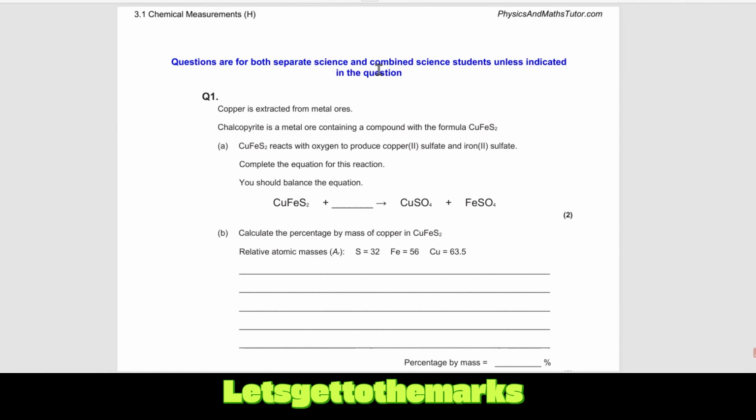All right, guys, welcome to Let's Get to the Marks. I'm going through chemical measurements. These questions are for both separate science and combined science students, unless indicated in the question. This is from the fantastic Physics and Maths Tutor website. They've got so many packs on there.